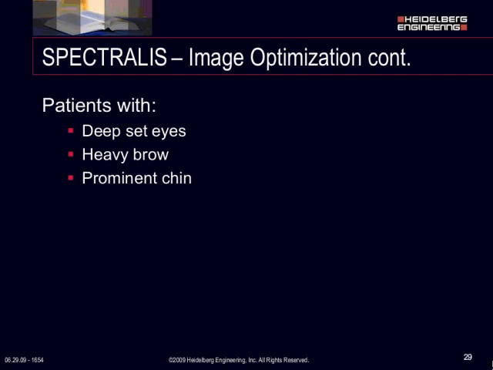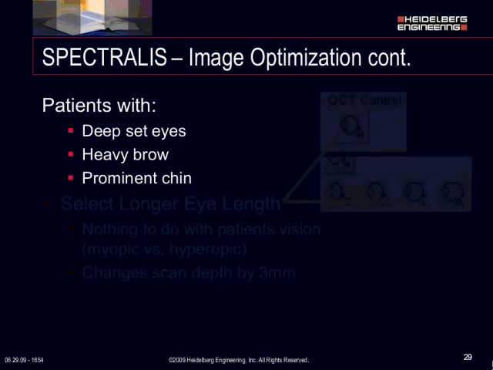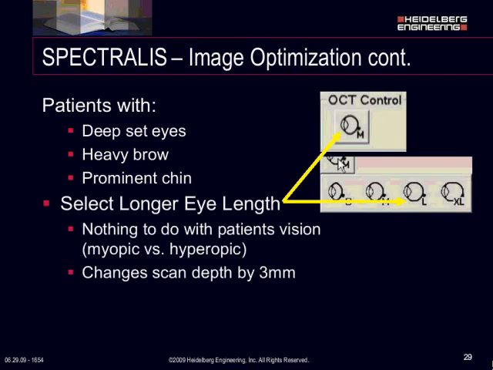If that happens, patients usually have deep-set eyes, or they may have a heavy brow or prominent chin that physically moves their eyes further back in the chin rest than a normal person. So what we like to do there is select the longer length eye. On the new 5.1 software, you'll see this button that says Eye Control. If you click on that, you will get the longer length eye controls. This has nothing to do with whether the patient is myopic or hyperopic.